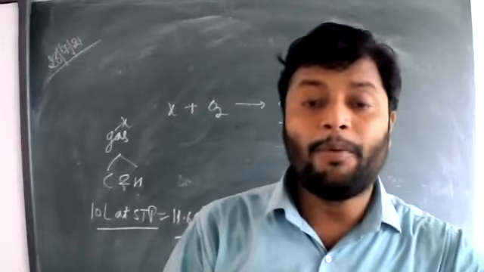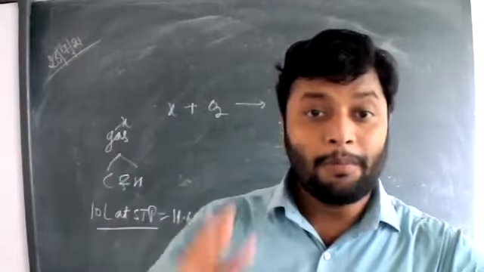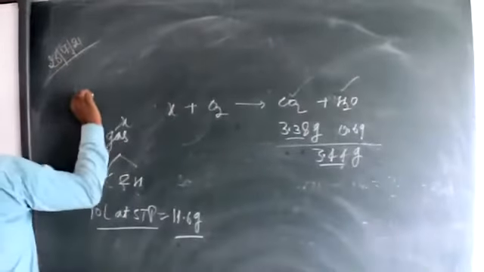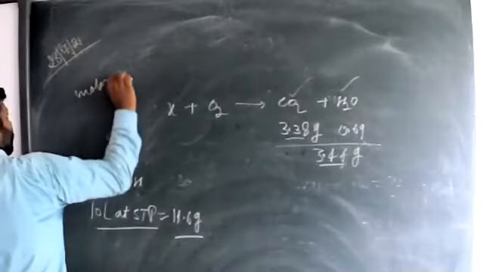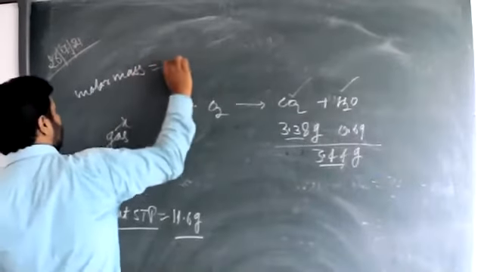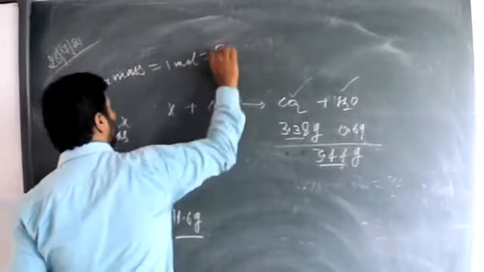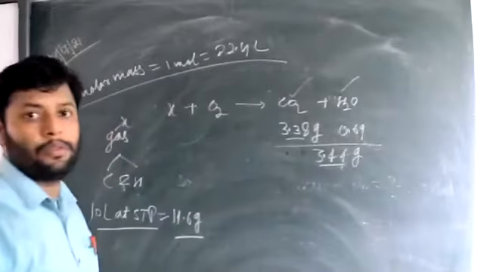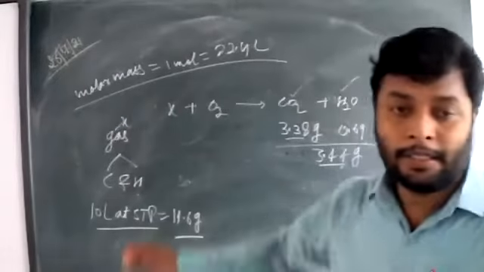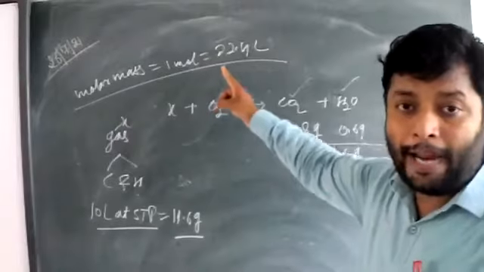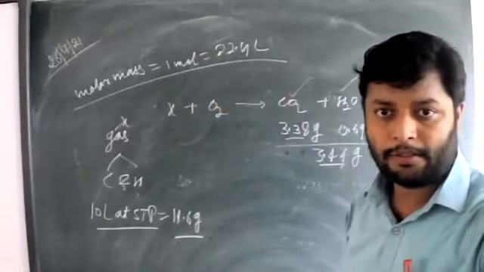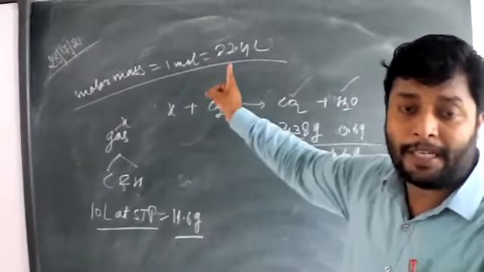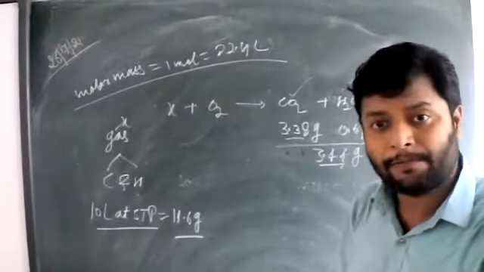Molar mass of the gas means? Look at the box here. Molar mass equal to 1 mole, and 1 mole equal to 22.4 liter. So if the mass of 10 liter is equal to 11.6, what will be the mass of 22.4 liter of the same gas?